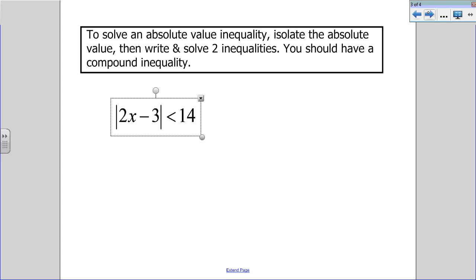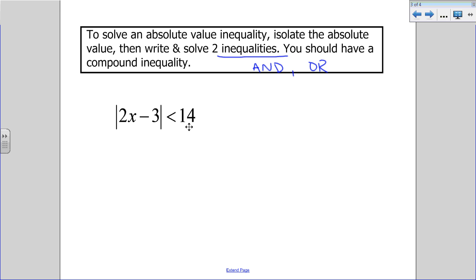All right, the next part that we're going to have is solving absolute value equations and inequalities. We've already solved the equations. We're now going to take a look at the inequalities. You're still going to do the same thing, isolate the absolute value, and then write and solve two inequalities. But what you need to remember here, ladies and gentlemen, is you need to figure out, is it an and inequality or is it an or inequality?